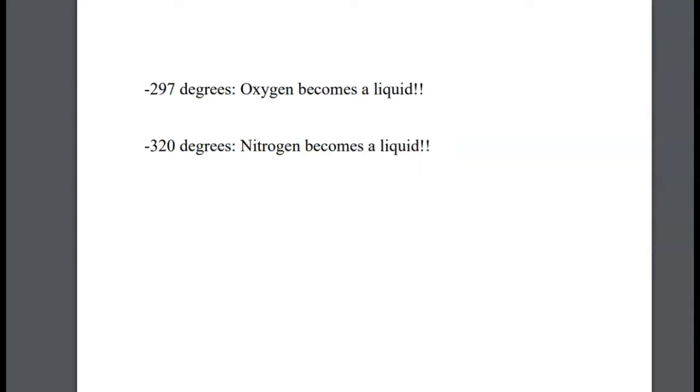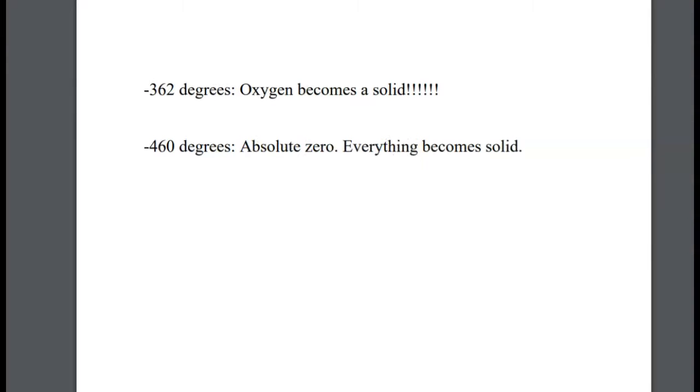So now remember, at negative 297, that's where you get liquid oxygen. At negative 320 degrees, you get liquid nitrogen. Nitrogen, by the way, is the other thing in the air. The air you breathe is mostly nitrogen, and the second most prevalent thing is oxygen. But you can get even colder than that.